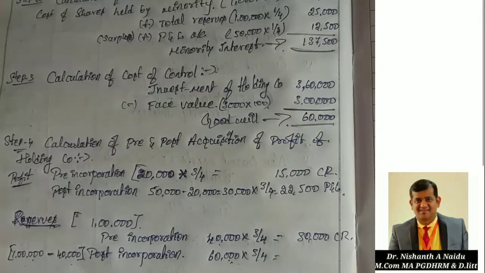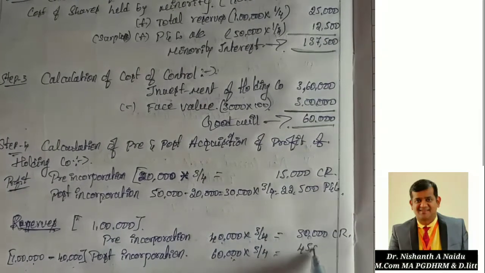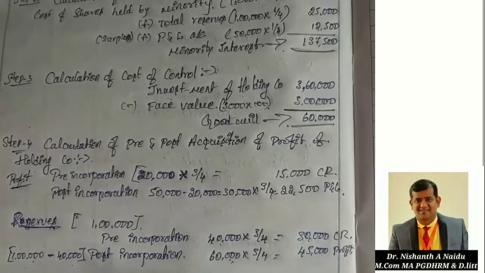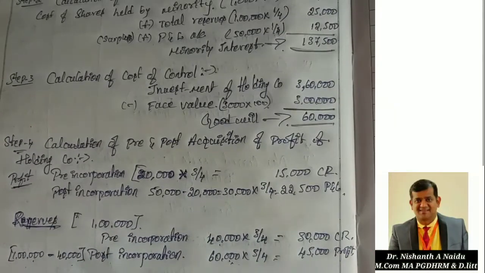60,000 into 3 by 4. So how much you will get? Calculate 60,000 into 3 divided by 4, 45,000. So this 45,000 need to be transferred to profit. So clear till this point? Yes. So let us prepare the consolidated balance sheet then. Why to make delay?